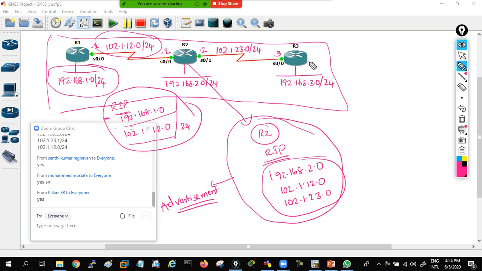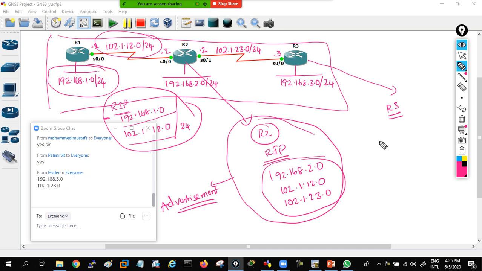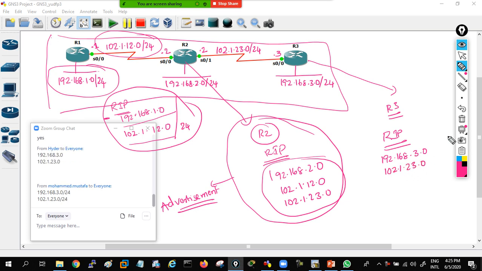Then after that you went to router 3, and in router 3, what are the networks he knows? He also knows that he needs to configure RIP because his neighbor is configured with RIP. If you want to exchange the routes, then you should configure RIP. Then he also did the same thing. He went to RIP and advertised his networks, the 192.168.3 network and the 102.1.23.0 network. That's it. Do you understand, guys?